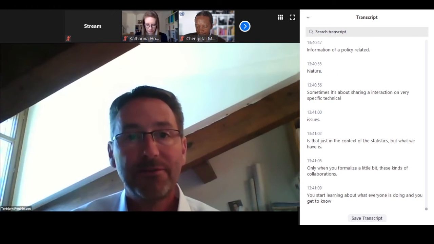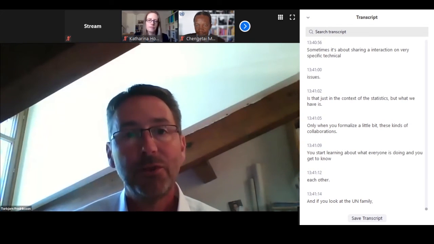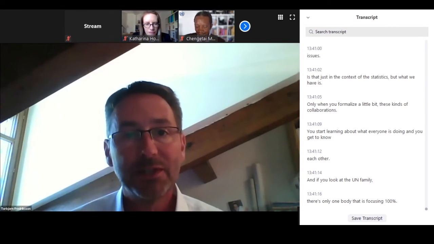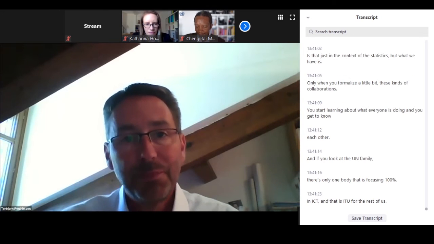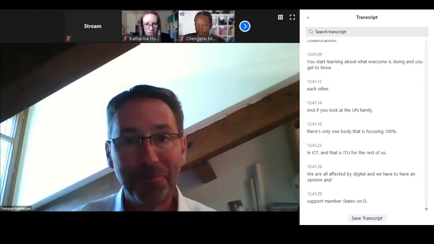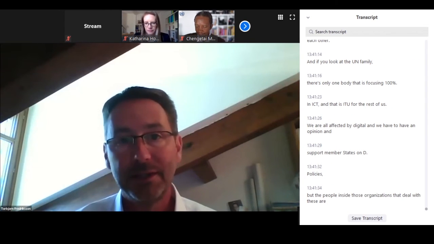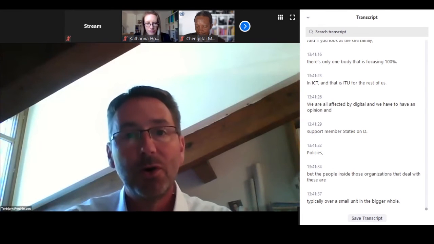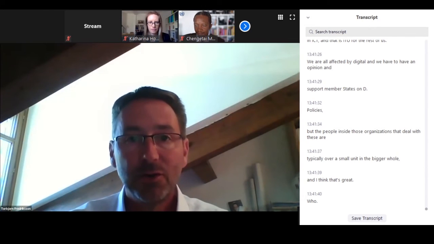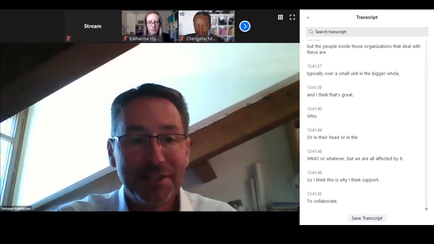If you look at the UN family, there is only one body that is focusing 100% on ICT, and that is ITU. For the rest of us, we are all affected by digital, and we have to have an opinion and support member states on digital policies. But the people inside these organizations that deal with this are typically a very small unit in the bigger whole. And I think that is reflected in WHO or in UNCTAD or in WMO or whatever, but we are all affected by digital. So I think this is why it's important to collaborate in order to achieve some scale and efficiency. Otherwise, we're just very small satellites within very large organizations.